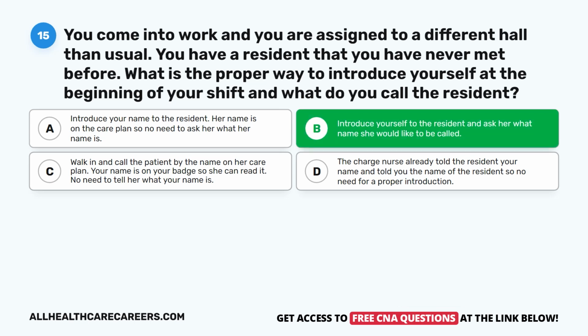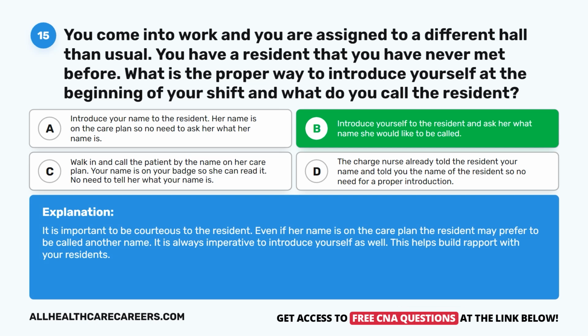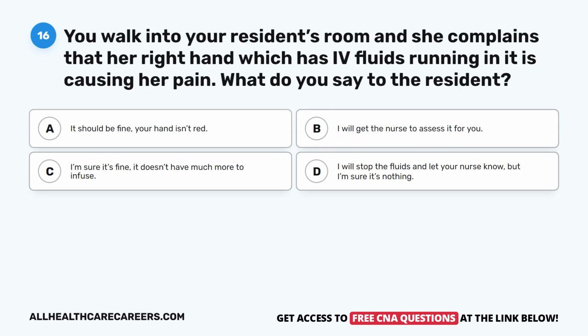The correct answer is B. Introduce yourself to the resident and ask her what name she would like to be called. It is important to be courteous to the resident. Even if her name is on the care plan, the resident may prefer to be called another name. It is always imperative to introduce yourself as well. This helps build rapport with your residents.